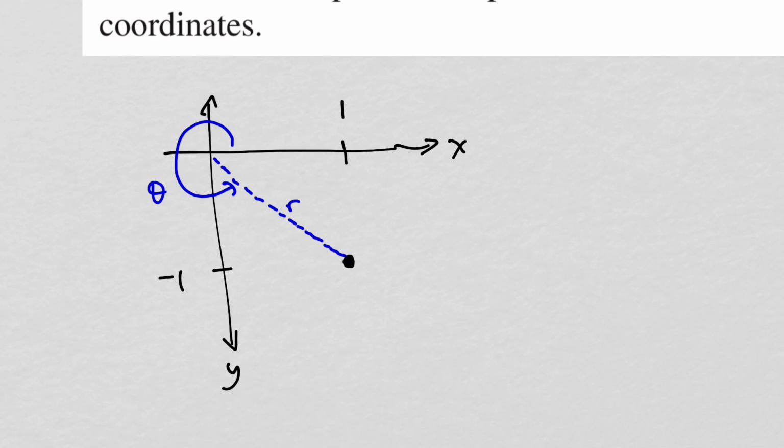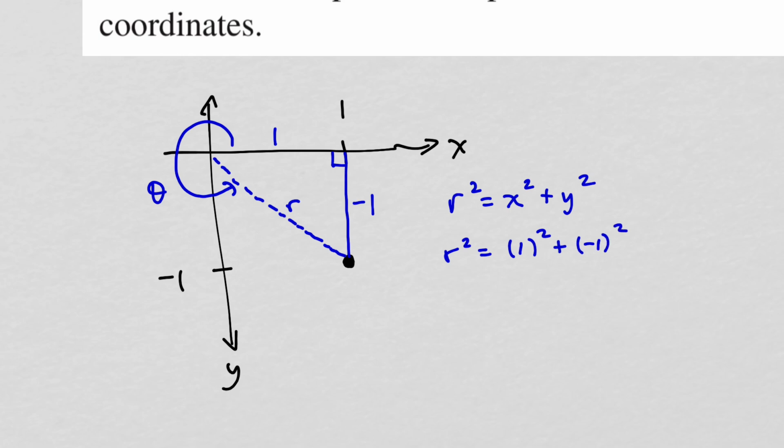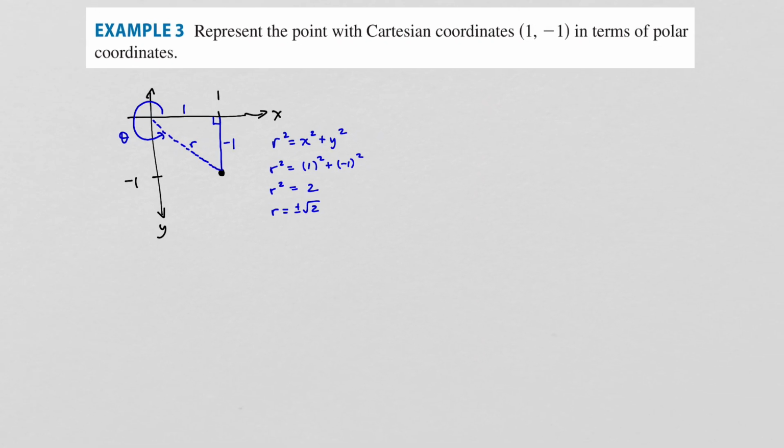So to do this, again, what I like to do is just draw a triangle. And we know that this is 1 and this is -1. And then I can solve for r because we know that r squared is equal to x squared plus y squared. And so r squared is 1 squared plus -1 squared. And of course, this is equal to 2. And then r will be plus or minus the square root of 2. Now, typically, we're going to choose r to be the positive value. Of course, we could choose the negative. We'll talk about that in a minute.